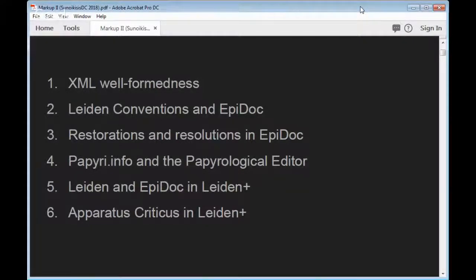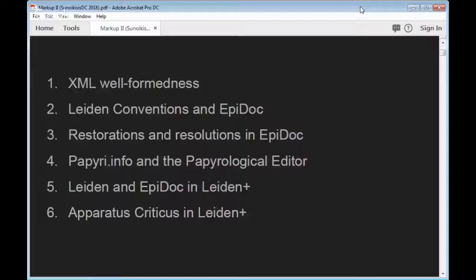So that's where we'll start. I will then again give a reminder of what the Leiden Conventions are. We looked at those again two weeks ago already, and how those map to EpiDoc and what that means. Then Simona will take over and she will show some complex issues in EpiDoc, some of the interesting features of encoding restorations and encoding resolutions of abbreviations, for example. And she will give a quick demo of then mapping a Leiden encoded epigraphic text to an EpiDoc encoded text.